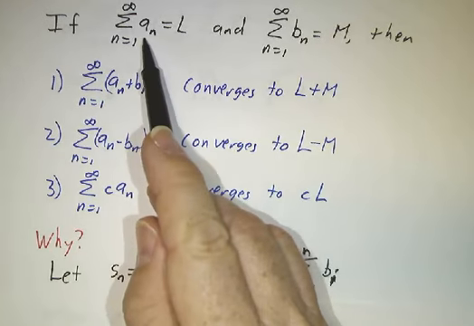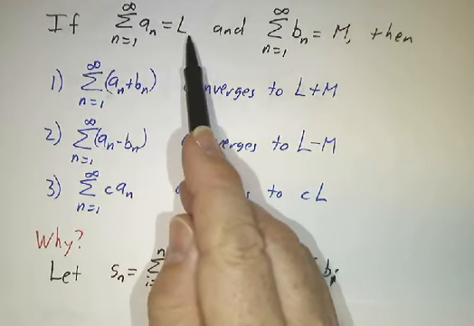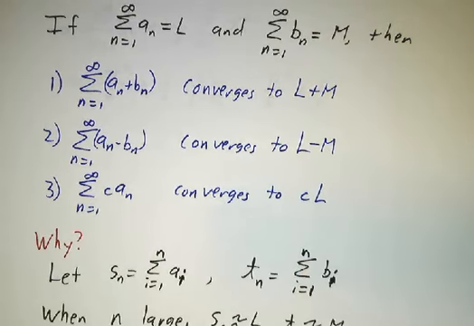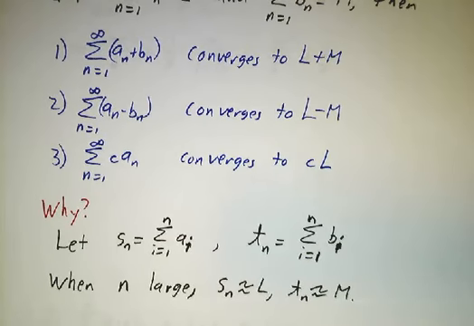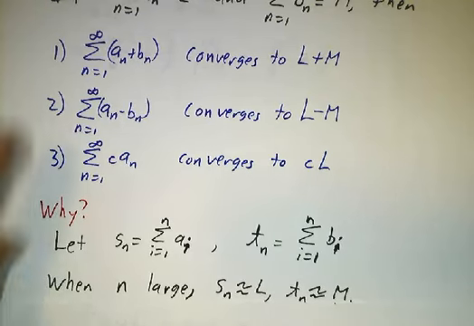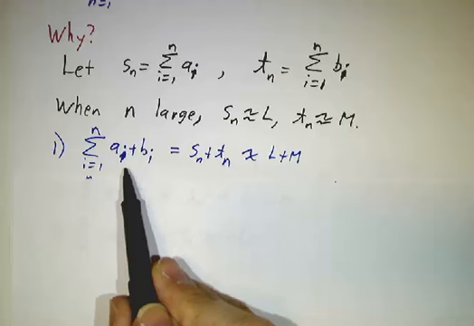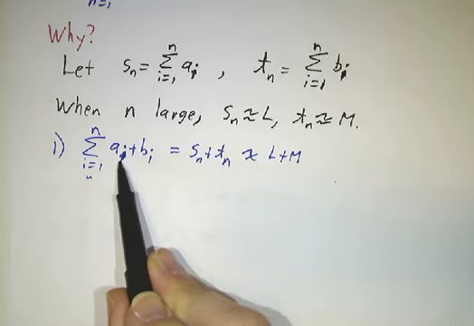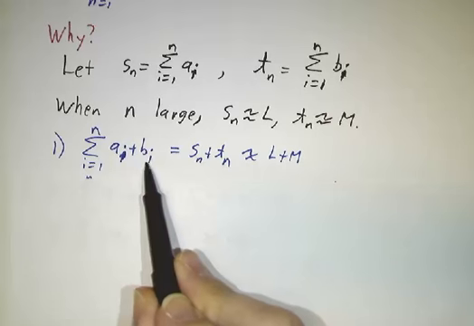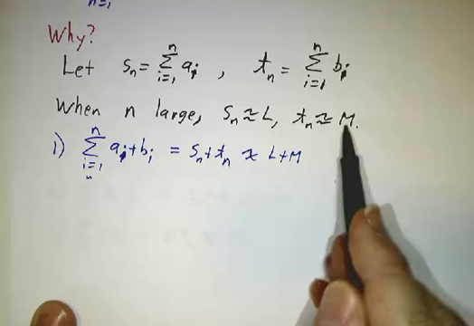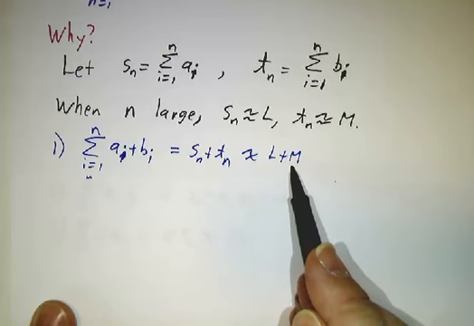Now, this statement means that the limit of the s's is L, and this statement means that the limit of the t's is M. So whenever n is large, Sn is very, very close to L, and Tn is very close to M. So if you want to look at the partial sum of a_i plus b_i, well, that's just the sum of the first n a terms plus the sum of the first n b terms. That's Sn plus Tn, and that's a number close to L plus a number close to M, and so that gives you a number close to L plus M.